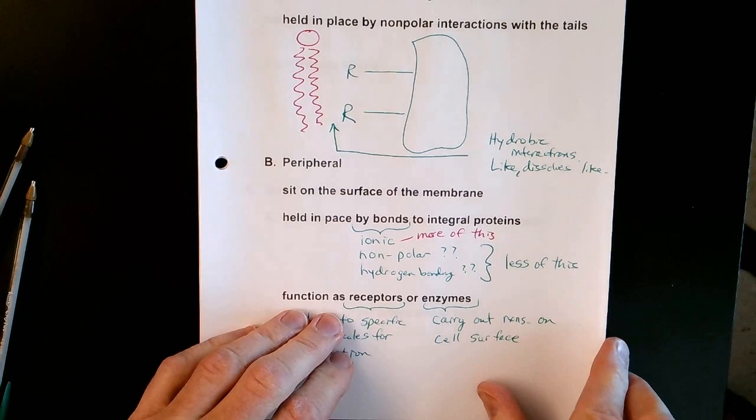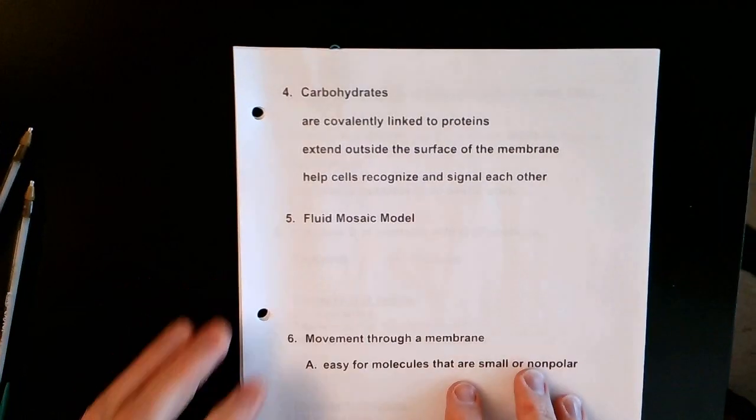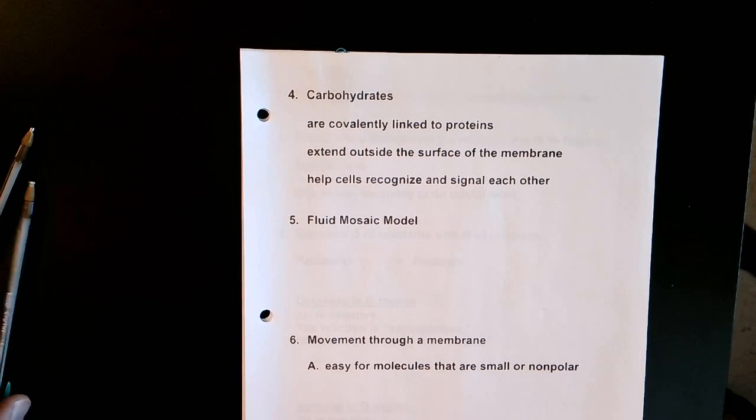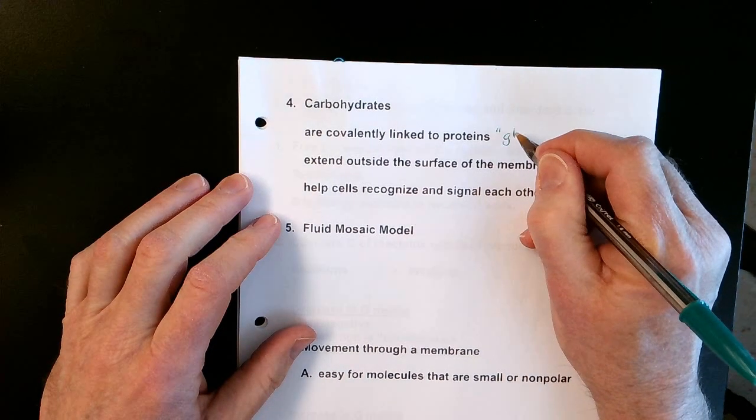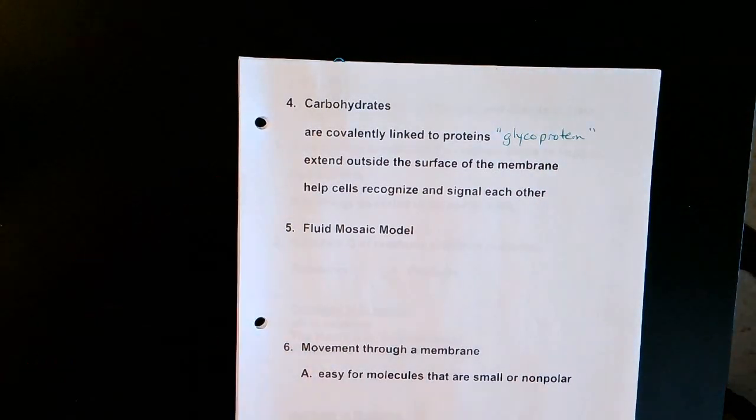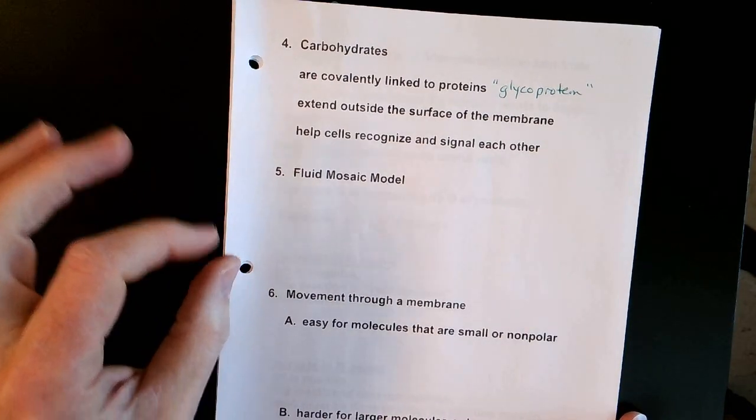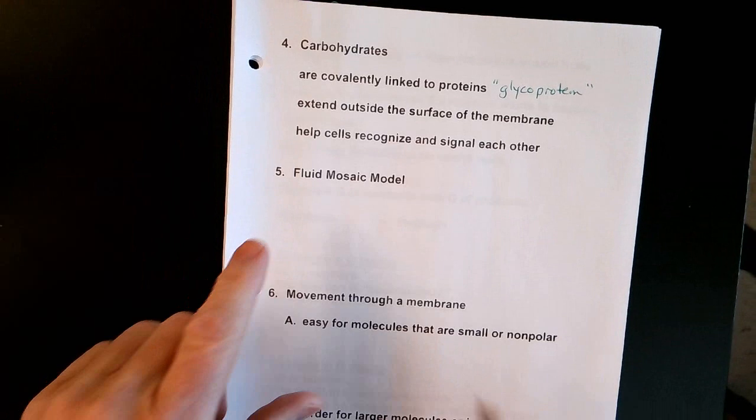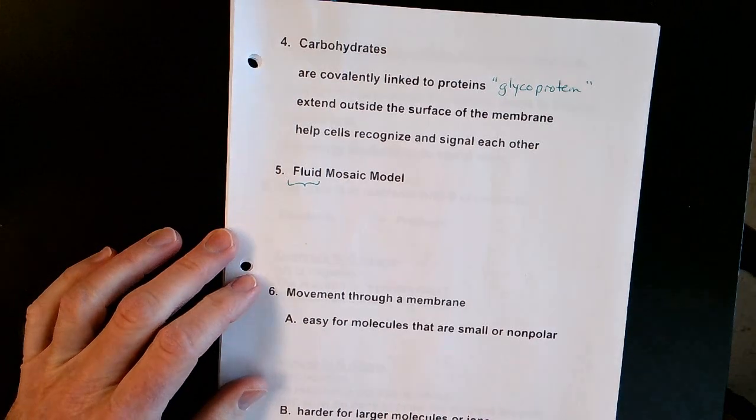All right, then the other main component, the other main kind of biomolecule that we're looking at as part of this cell membrane picture is the carbohydrates. They're covalently linked to proteins, and we had a term for that earlier, which is we call the whole combination glycoprotein. They sit there on the surface and help cells recognize each other. You put all this together, this diagram that we started with, and there's a term that goes along with it. So let's kind of elaborate on each one of these.